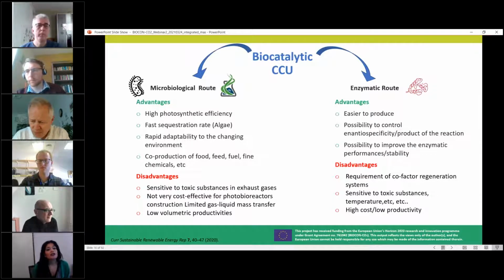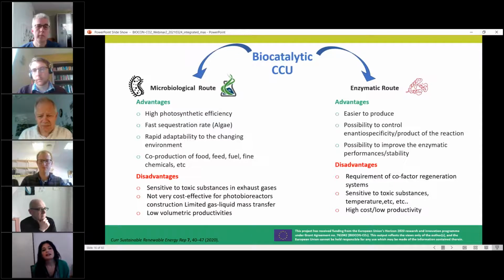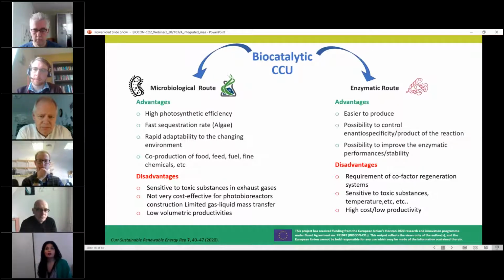The advantages are clear, especially for the microalgae, because they have very high photosynthetic efficiency and a fast sequestration rate. We have several examples of co-production of food, feed, fuel, and fine chemicals. However, they do require very large lands, so that has limited their application, especially in Europe. As for the bacteria, they have a faster growth cycle, and they rapidly adapt to the changing environment. However, they have low volumetric productivities, and that has been the main drawback for this kind of application as well.